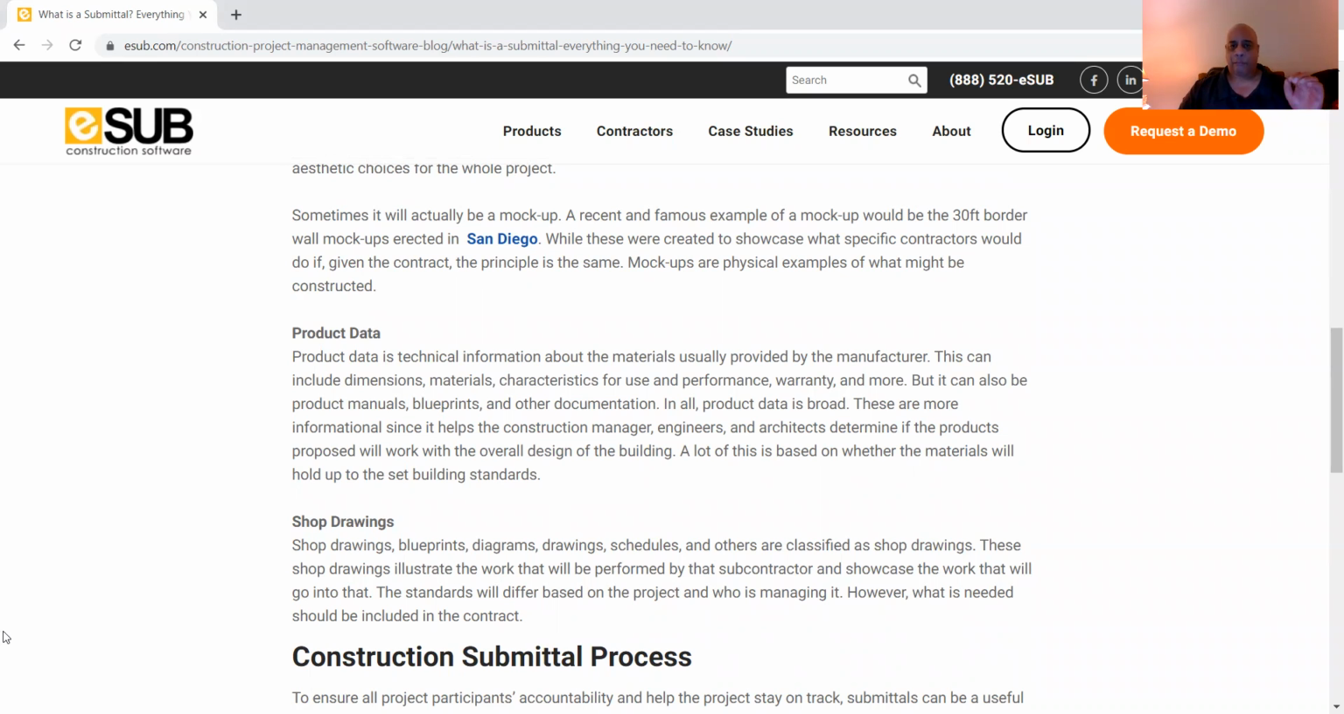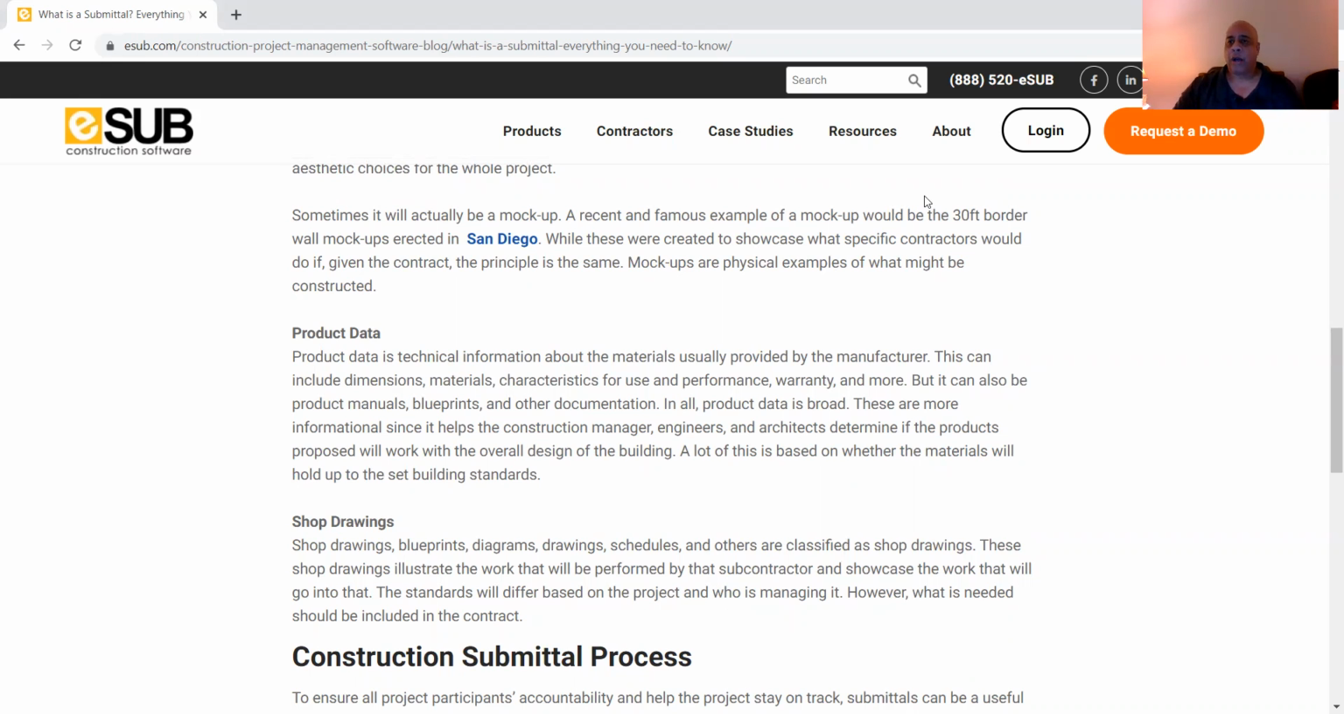All product data is broad. These are more informational, since they help the construction manager, engineers, and architects determine if the products proposed will work with the overall design of the building. A lot of this is based on whether the materials will hold up to the set building standards.